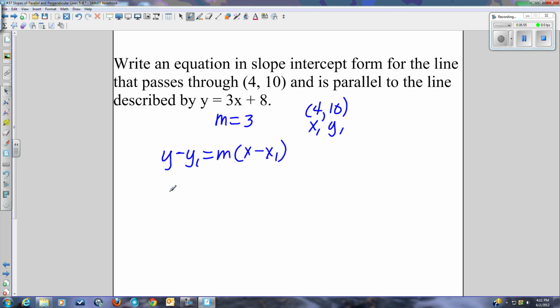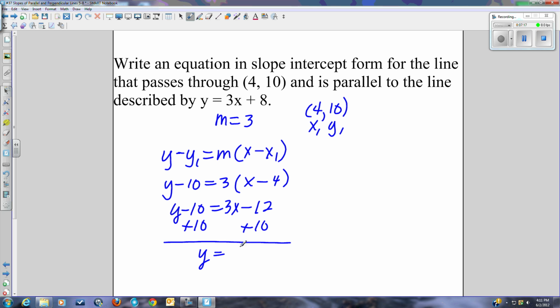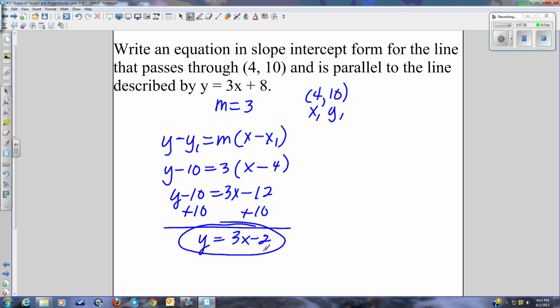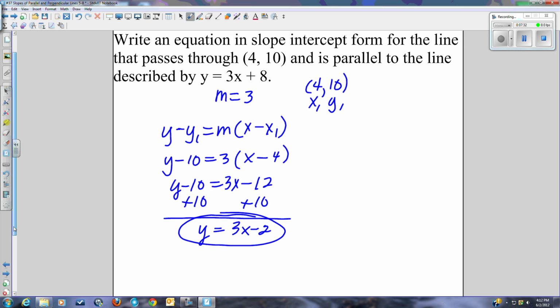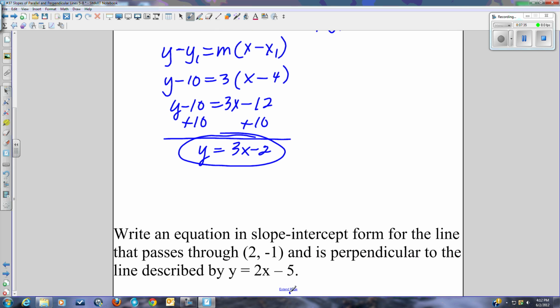So let's plug our numbers in. So we have y minus 10 equals 3 times x minus 4. So I have y minus 10 equals 3x minus 12. Add 10 to each side. We have y equals 3x minus 2, and that's in slope-intercept form. And so there's the equation of the line that's parallel to y equals 3x plus 8 and goes through the point (4, 10).